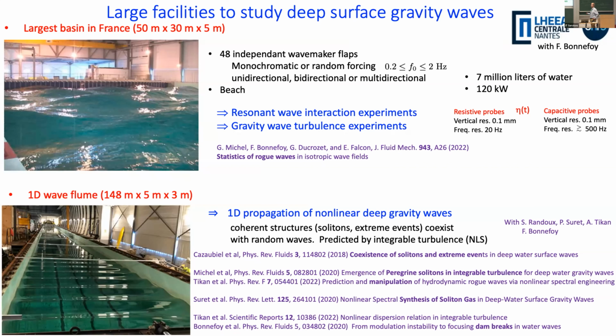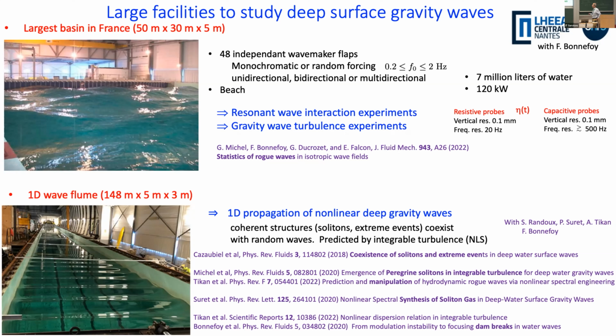We use the largest non-military basin in France, located in Nantes, with Félicien Bonnefoy, which is 50 meters long and 30 meters wide. We use this basin generally to study resonant wave interaction experiments or gravity wave turbulence experiments. We have recently also studied the statistics of thousands of rogue waves generated in such an isotropic wave field due to inverse cascade wave turbulence.